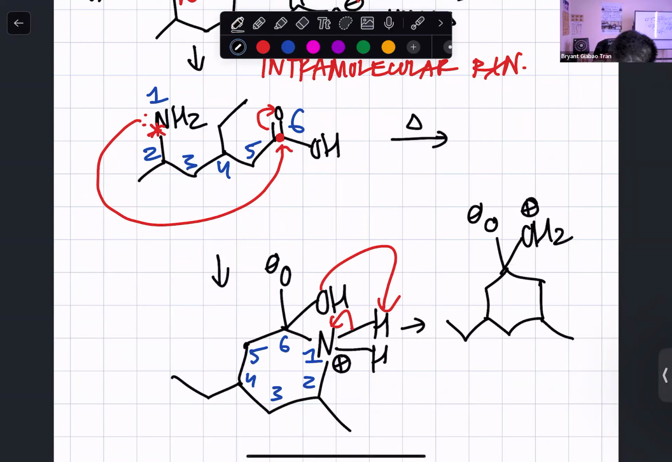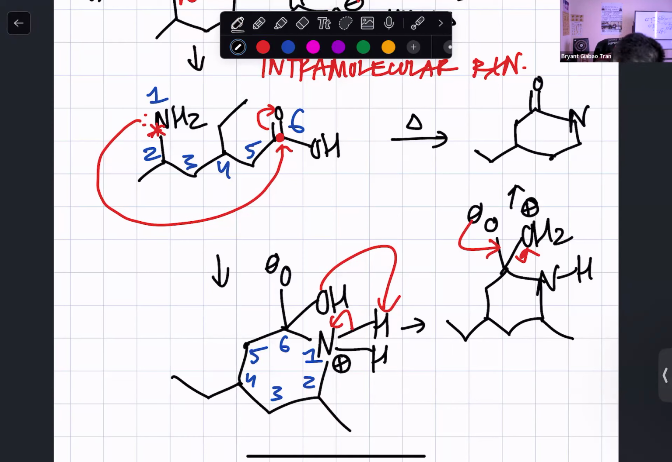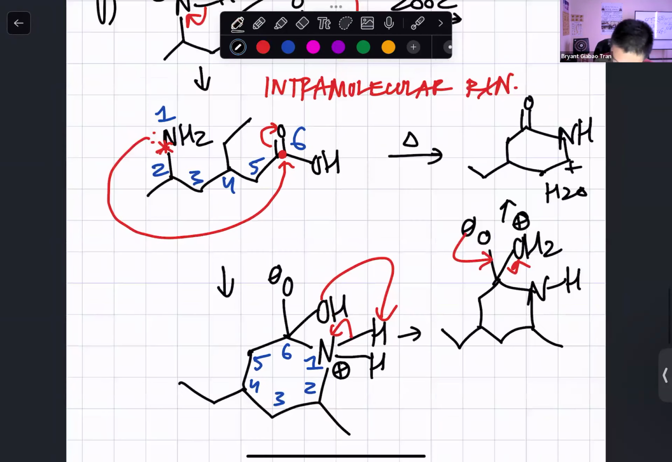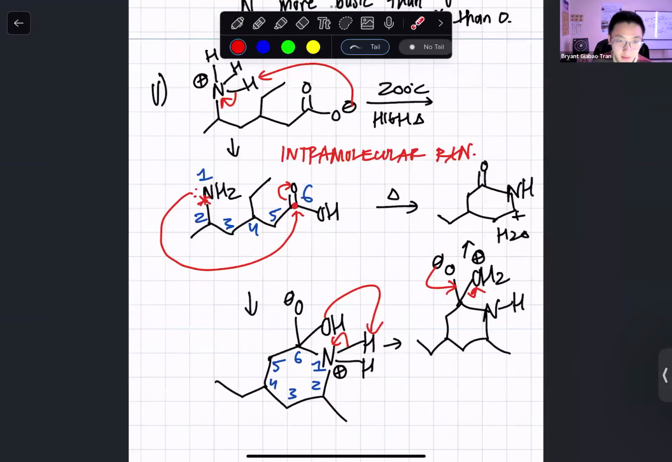right? Okay, this is nitrogen, neutral. Everything's in place, primed and ready to go. Reform the carbonyl, kick out the good leaving group, and give us our final answer, the cyclic amide or lactam. And water, side product, right? Okay. Any questions on this mechanism?